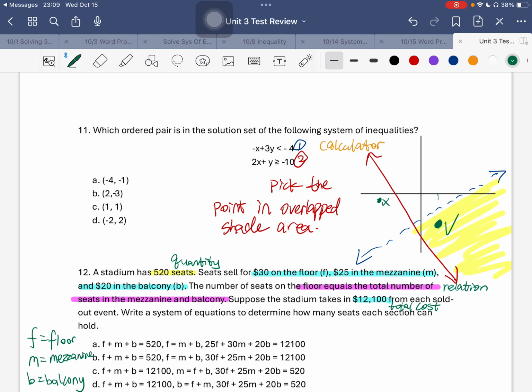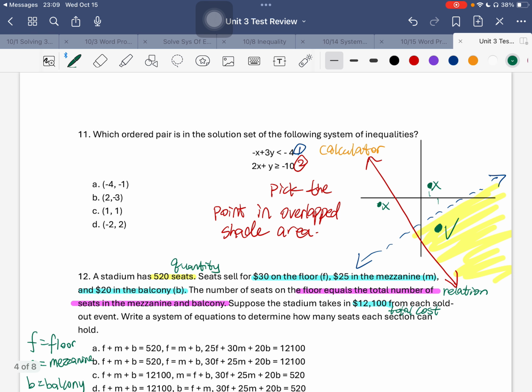Let's check other points. 1, 1 should be somewhere here. It's not in the shading area. Negative 2, 2 is somewhere here. No, not in the shading area. Only 2, negative 3 is in the shading area.